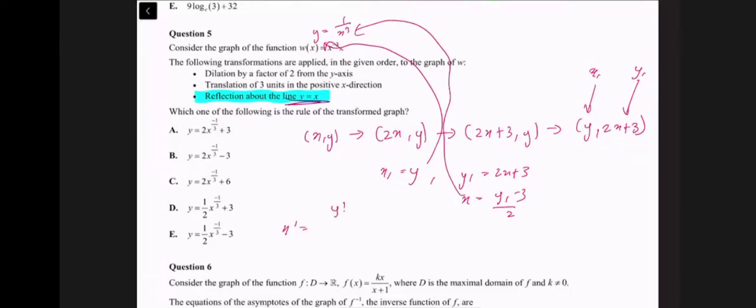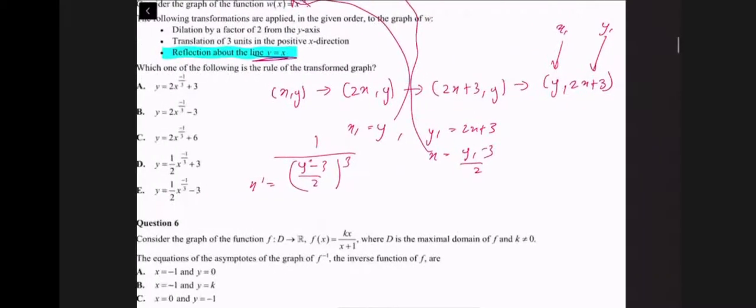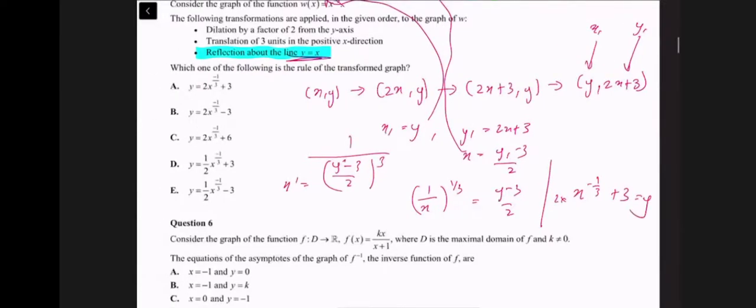That's not an exclamation mark. Y dash minus 3 on 2 to the power 3. And if we simplify this, we get 1 on, I'll just take away the dashes for simplicity's sake, 1 on x to the power a third is y minus 3 on 2. Since it's 1 on x, we can write that as x to the power minus a third times 2 plus 3 equals y. And the one that corresponds to that is just A.